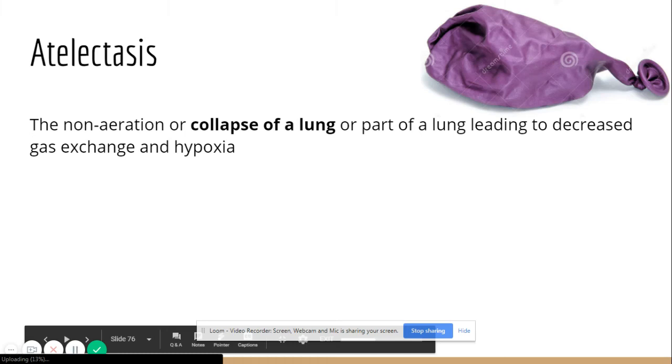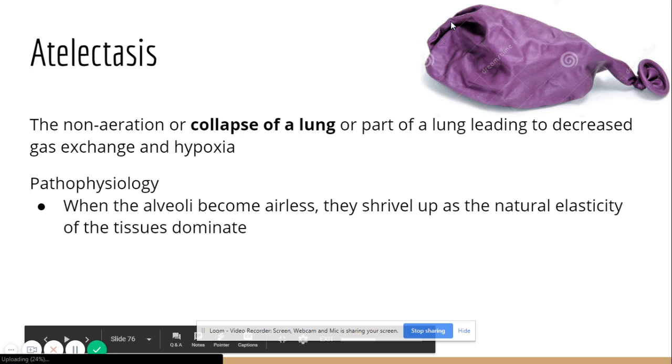So with this disorder, we have a part of the lung that has collapsed, which means there is no air in it. And when that occurs, we are not going to have gas exchange going on because, again, no air is there. And that is going to lead to low oxygen levels. Okay. So what's occurring with this one is that the alveoli become airless for some reason. We kind of have to discuss some primary reasons why this is going on. But for whatever reason, it becomes airless.